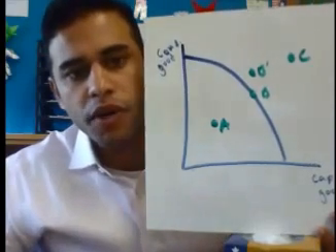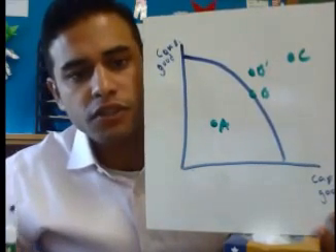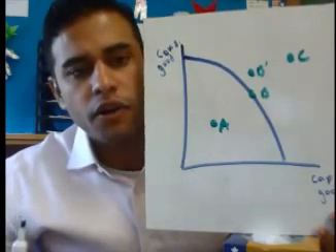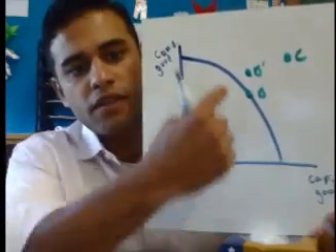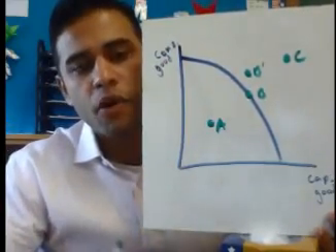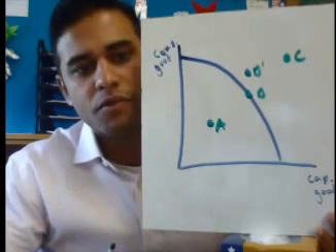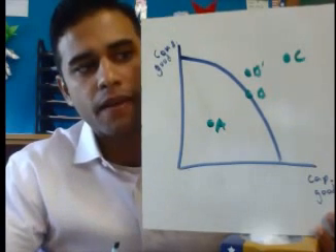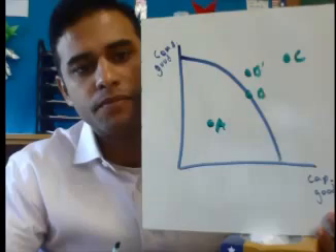Take a moment real quick, and I want you to see if you can recall what each of these means. So A, B, C, and B prime, what is the state of the economy? Go ahead and pause right now and try and do that. Don't look at your notes.